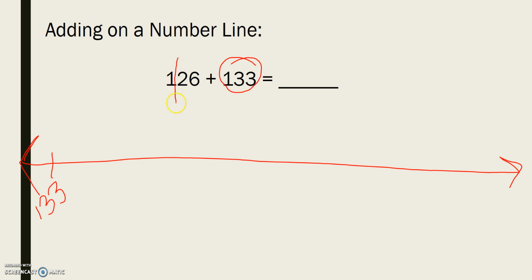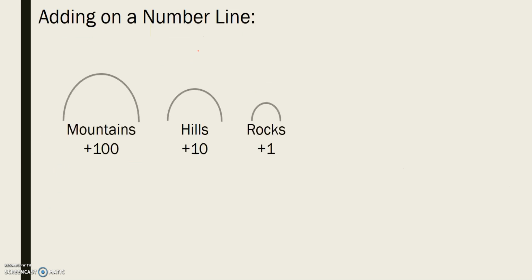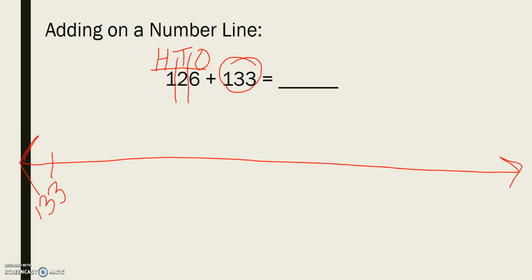Next, I'm going to take my other number and I'm going to divide it into its hundreds, tens, and ones, so I know what I'm working with. First thing I'm going to do is I'm going to add those mountains. So I'm going to look at my hundreds. Got 100 I need to add. So I'm going to make one big mountain. 100. I'm going to label it. And I look at my hundreds place. I've got a 1. So if I add 1 to it, I'm going to have 233.